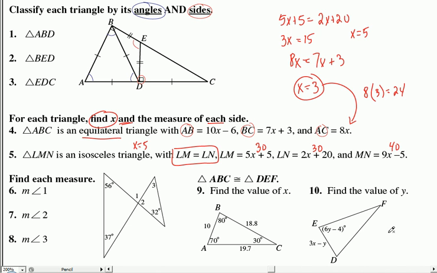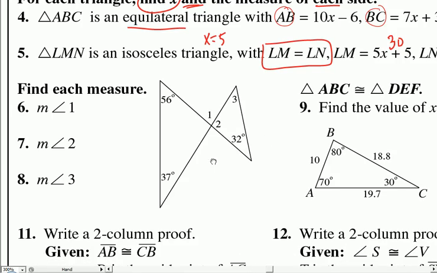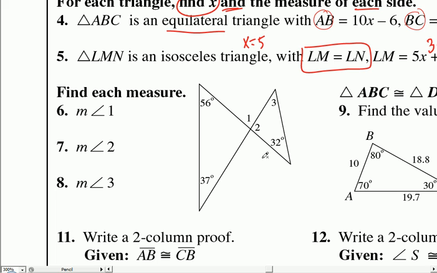It would be like x equals 5 and 30 and 40. Because you have to show that LM is 30 and LN is 30. You've got to have 4 answers. So what do you think that means if you just give one of those? It means you didn't get it right.